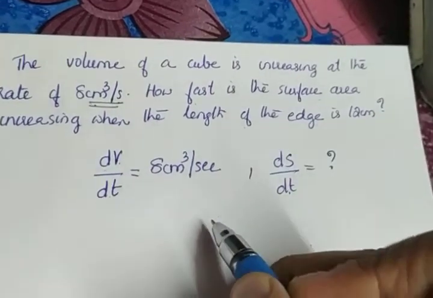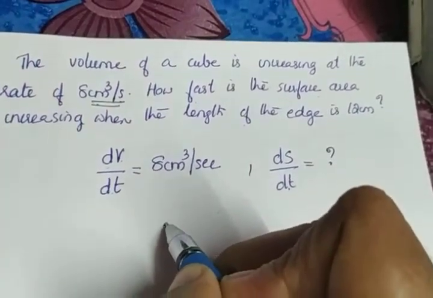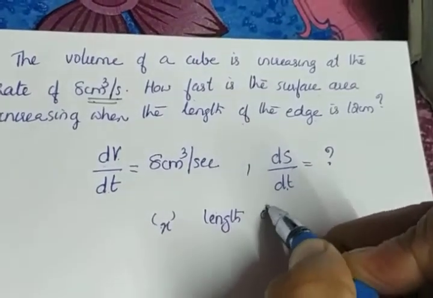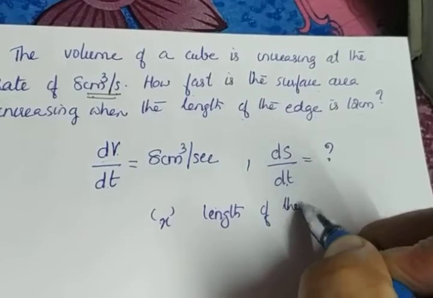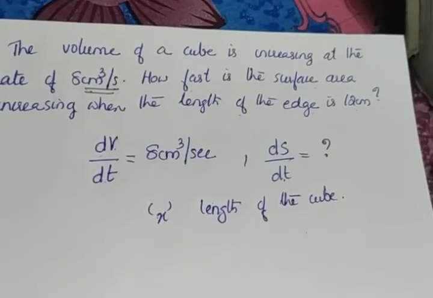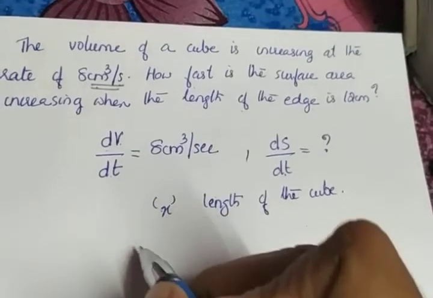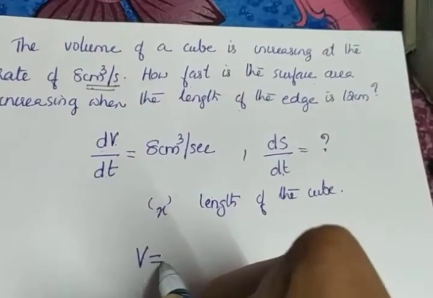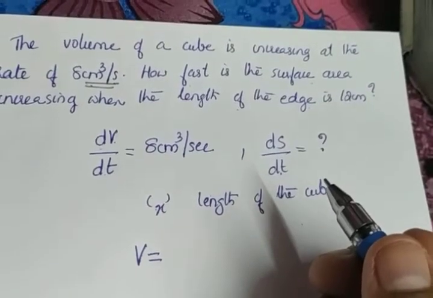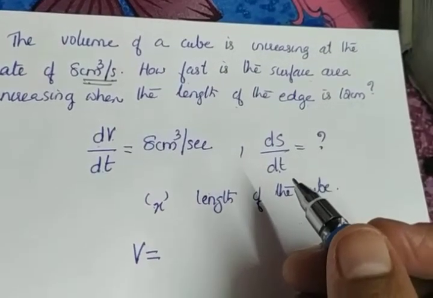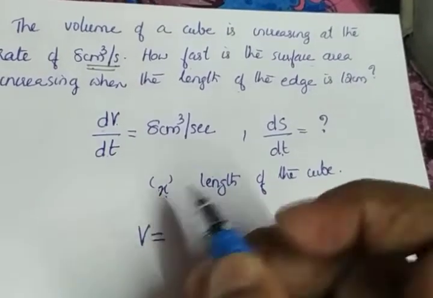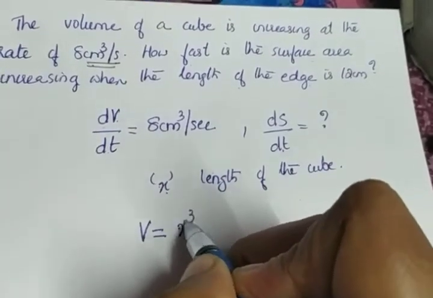So what we will do here is, we will take a variable x as the length of the cube. Length of the cube in the sense it's the edge of the cube. So we will find the formula for volume of a cube. What is the formula for finding the volume of a cube? It is a cube, isn't it? If a is the side. Here we took the side as x, so volume will be x cube.